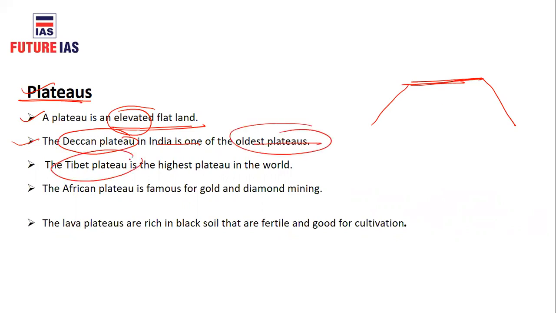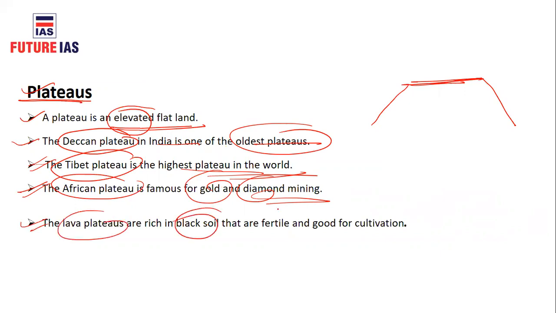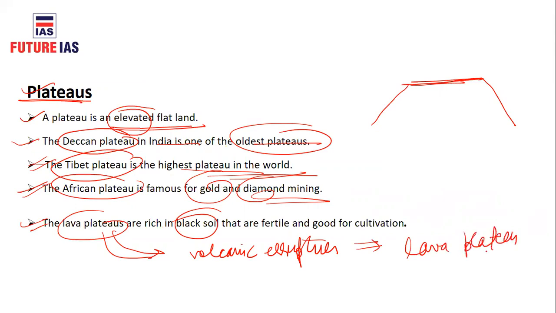The Tibet Plateau is the highest plateau in the world because it is located at such elevations. The African Plateau is famous for gold and diamond mining, because gold and diamonds are basically extracted from mines in the African Plateau. And the lava plateaus are rich in black soil because these lava plateaus are formed because of volcanic eruptions. These volcanic eruptions led to the formation of lava plateaus. These lava plateaus predominantly consist of black soils.